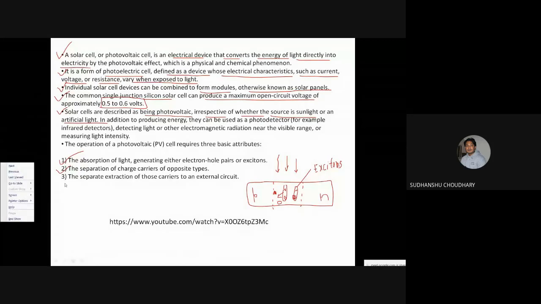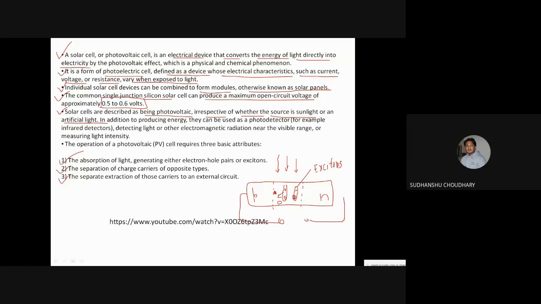Where they will move is the third point, that is, separate extraction of those carriers to an external circuit. As I said, we had an open circuit over here. Now these electrons and holes can be extracted to an external circuit. This electron will move to this terminal and this hole will move to this terminal, and they both will be collected here, and then an open circuit voltage will be generated, which can be fed to any device.